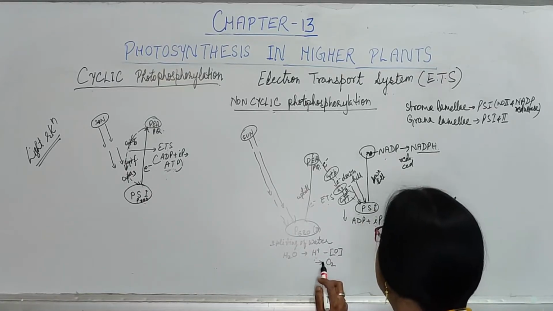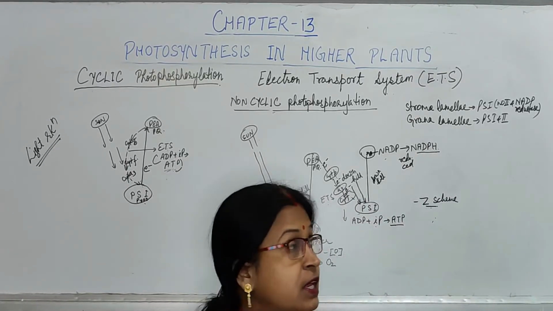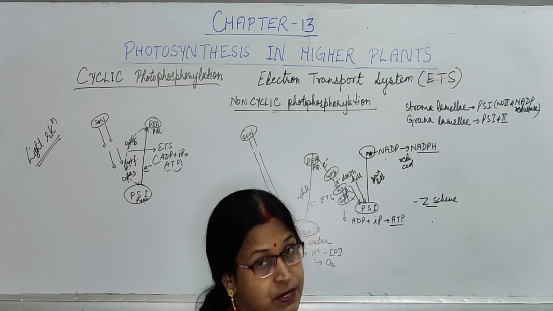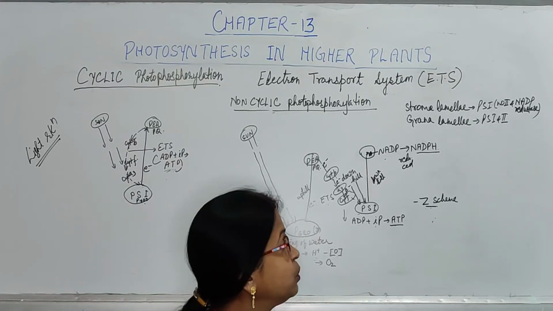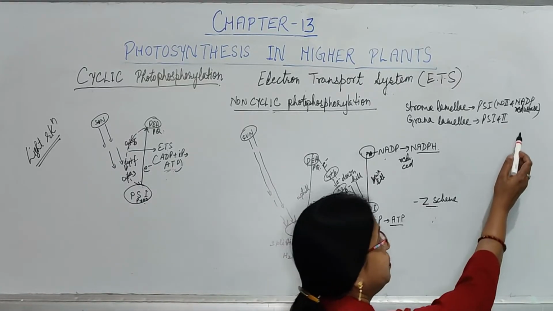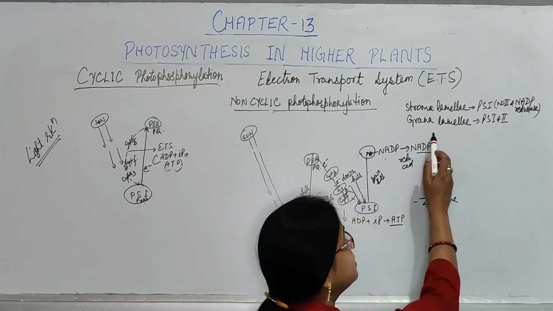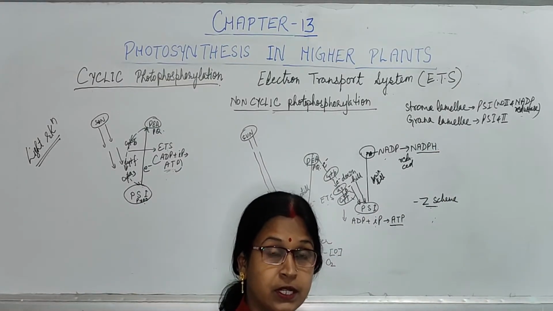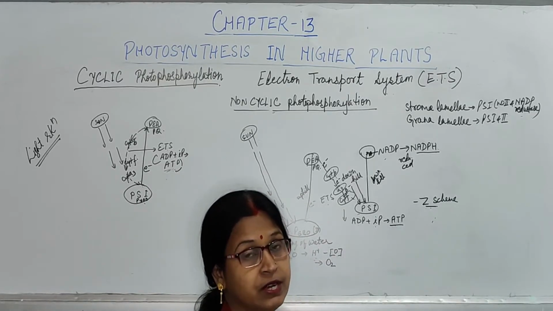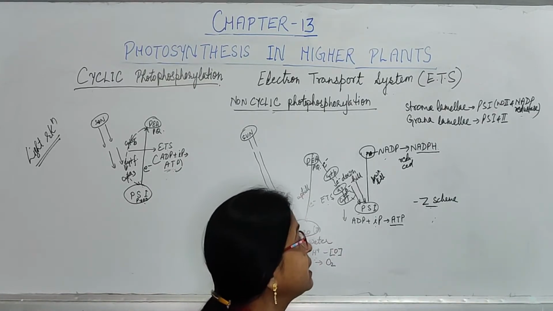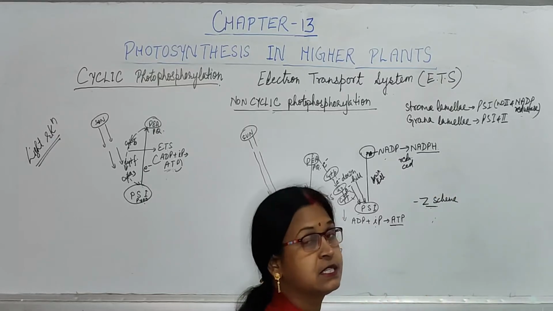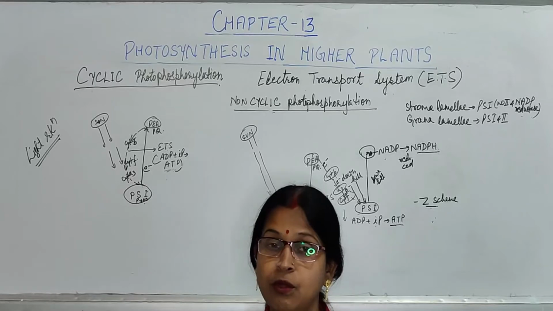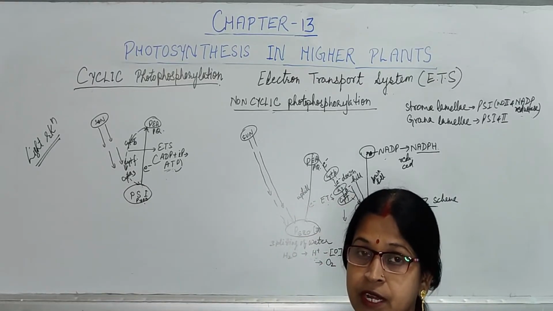Now in stroma lamellae, only pigment system 1 is present, no pigment system 2 or the enzyme NADP reductase. That's why only PS1 is there, and that's why here only cyclic photophosphorylation will take place. Whereas in grana lamellae, both the pigment systems are available, that is PS1 and PS2. That's why non-cyclic photophosphorylation will take place.